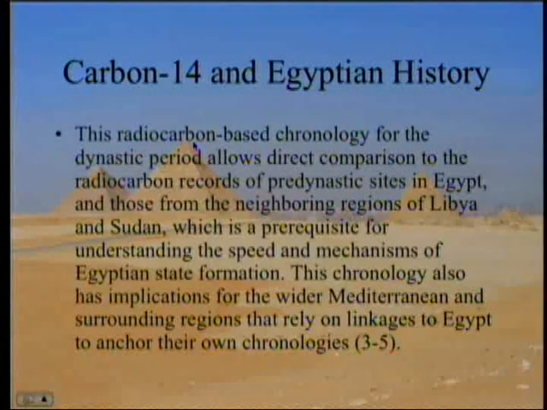The radiocarbon-based chronology for the dynastic period allows direct comparison to the radiocarbon records of pre-dynastic sites in Egypt and those from neighboring regions of Libya and Sudan. So they're talking about the chronology looking at Egyptian state formation and the wider Mediterranean region and surrounding regions that rely on linkages to Egypt.